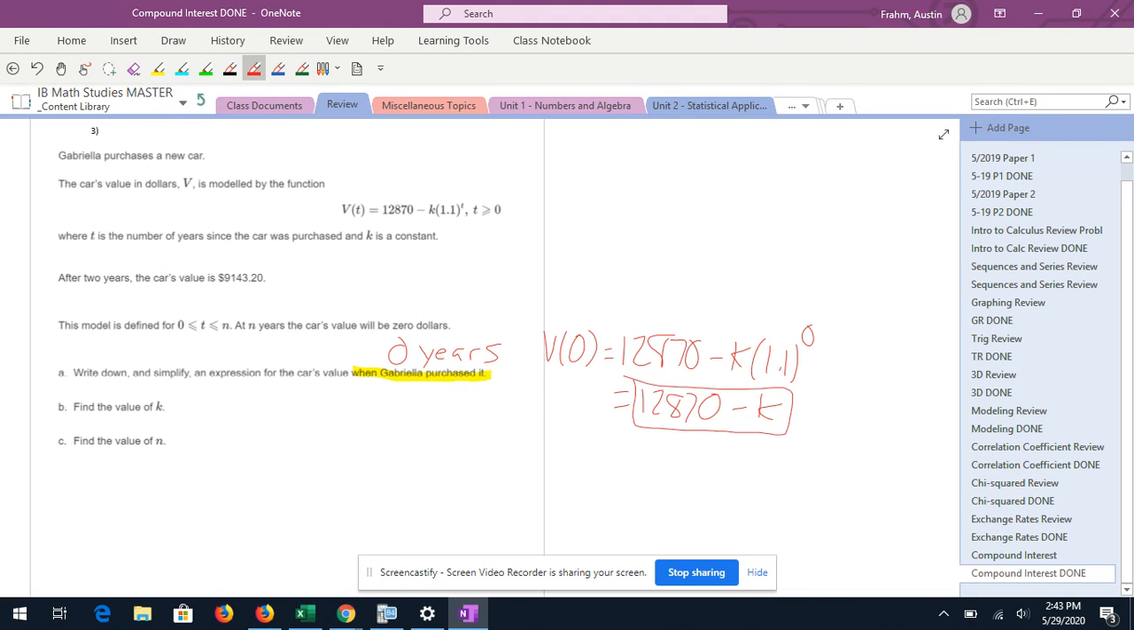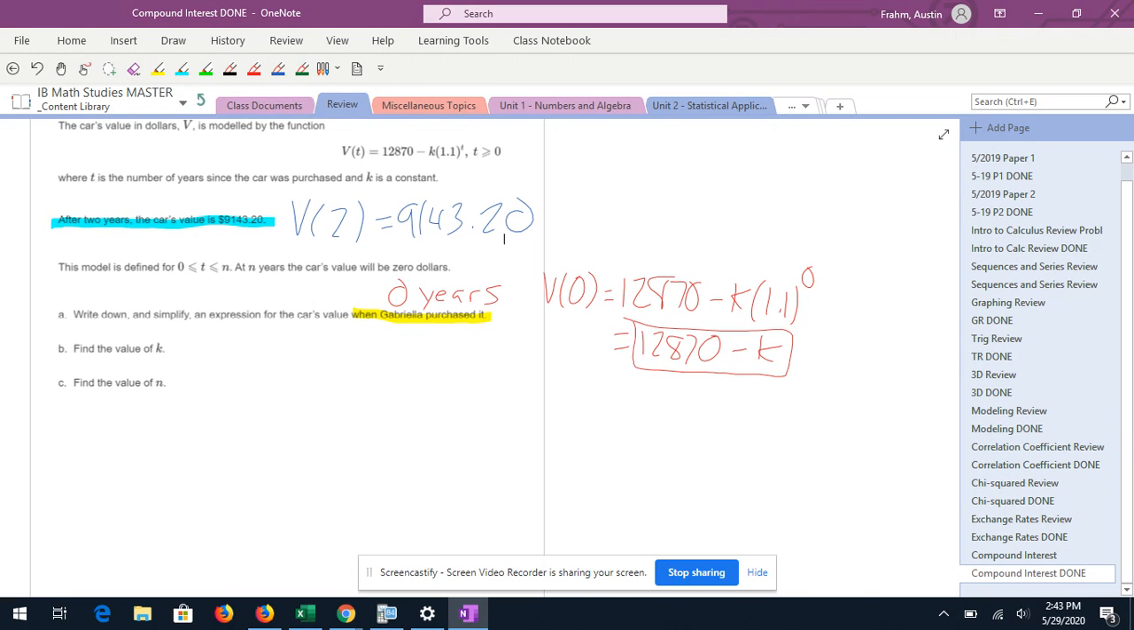Letter B says now find the value of k. Well, I'm going to use this earlier piece of information that they told us to help us find k. It says after 2 years, the car's value is $9,143.20. What that tells us is that V of 2 equals 9,143.20. So I'm going to plug these values into the equation, and the only variable we'll have left is k. So for letter B, 9,143.20 is going to equal 12,870 minus k times 1.1 to the second power, because it was 2 years.